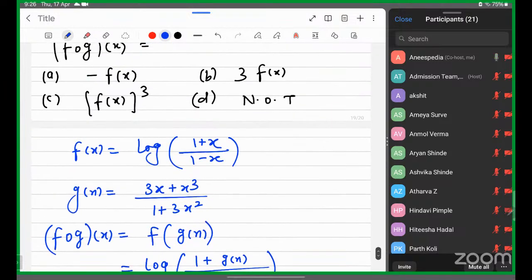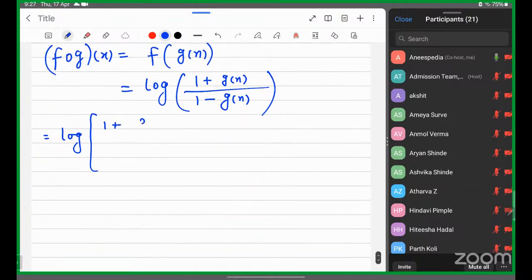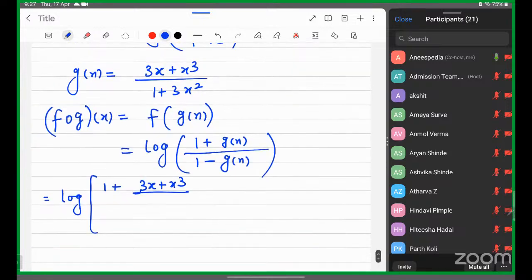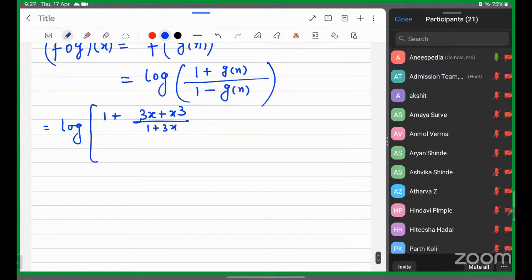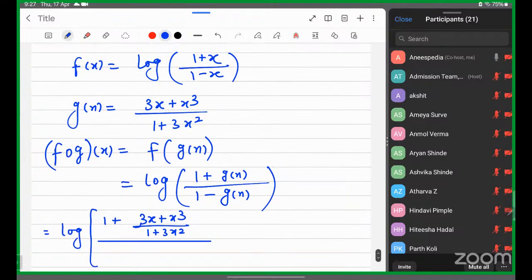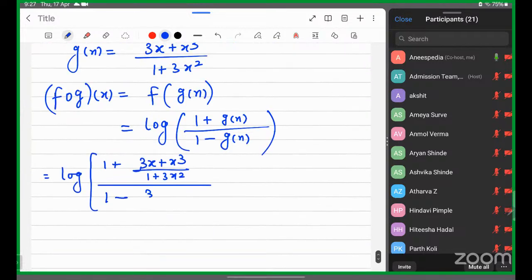If you simplify it, this will be log of 1 plus g of x, which is 3x plus x cube divided by 1 plus 3x square, over 1 minus g of x. So this will be 1 minus 3x plus x cube divided by 1 plus 3x square.